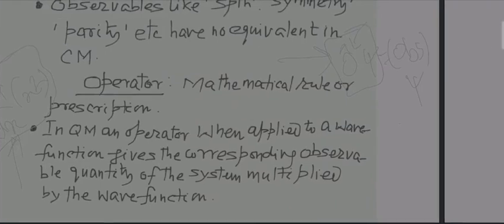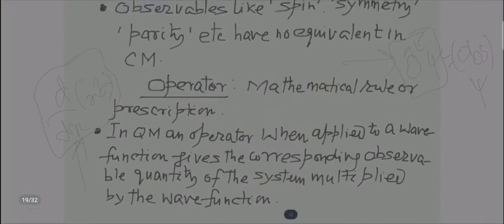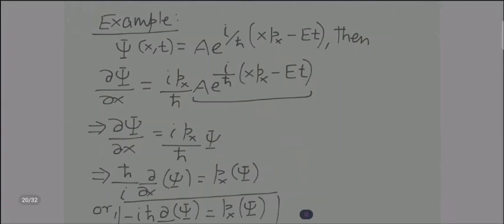Now I will illustrate this with the help of an example. You might have learnt about the wave function psi of x comma t, the time dependent Schrodinger wave equation. The general solution of the time dependent Schrodinger wave equation, the wave function which we obtain after taking its solution, might look like this.